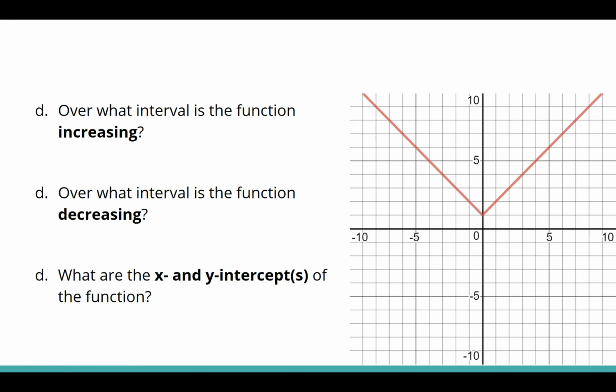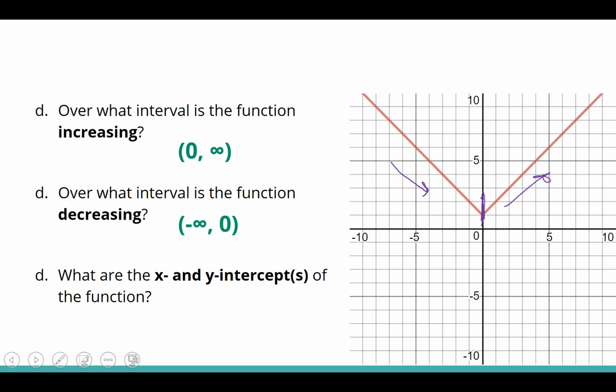All right, where are we increasing? Okay, don't look at your y. There you go. Look at your x. We're going down until we stop here, and then we go up. So it's from 0 to infinity. Good. Where are we decreasing? Negative infinity to 0. Good.